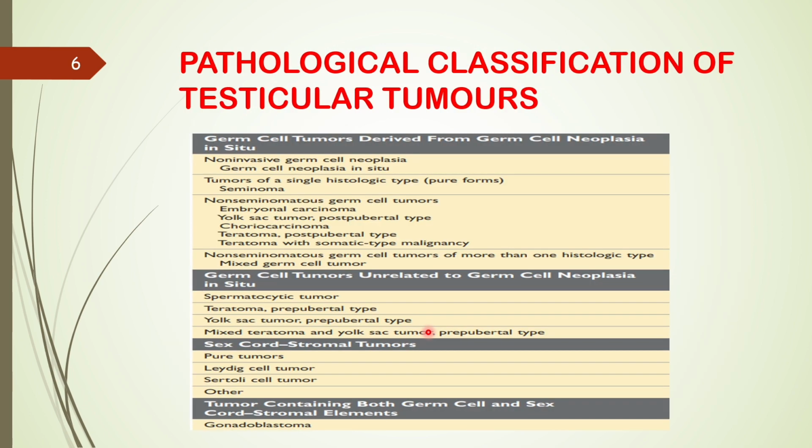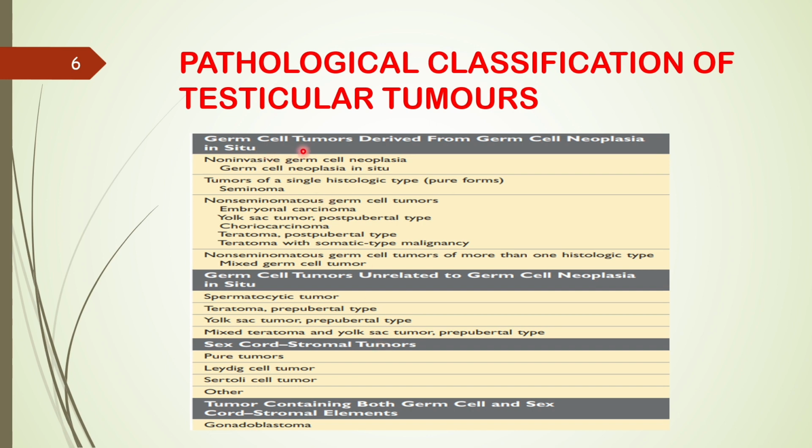Alright. Now, what is the pathological classification of testicular tumor? Now you can understand the classification of testicular tumor. The tumor could arise from the germ cells, known as a germ cell tumor, meaning they can arise from spermatogonia or sperms, right? If they arise from germ cells, then it is a germ cell tumor. And if they are derived from sex cord-stromal cells, then it is known as a sex cord-stromal tumor.